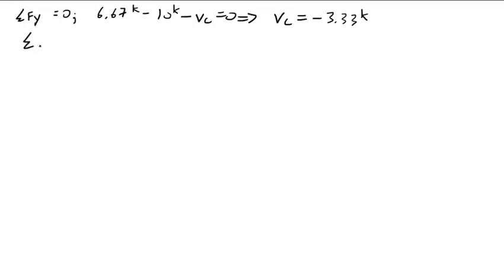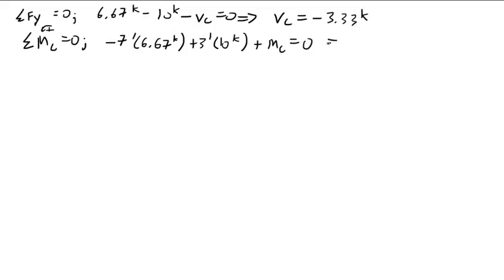Then, sum of moments about point C is equal to zero. Therefore, if we apply this, I'll get negative 7 feet times 6.67 kips plus 3 feet times 10 kips plus MC equals zero. And this leads us to MC equal to 16.69 kip feet. Notice, negative shear with positive moment.